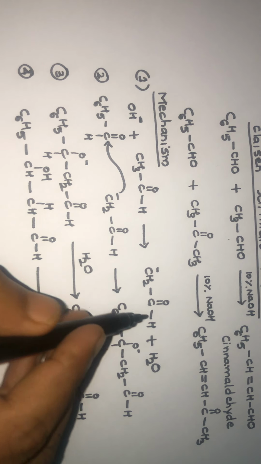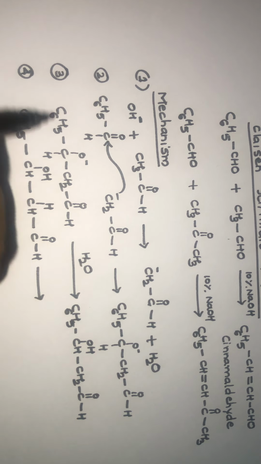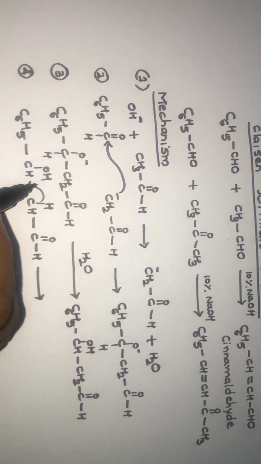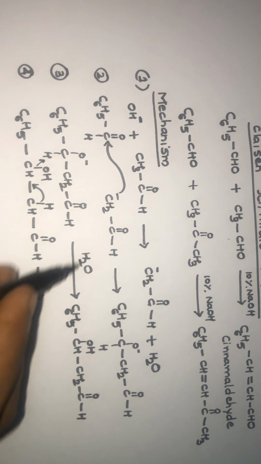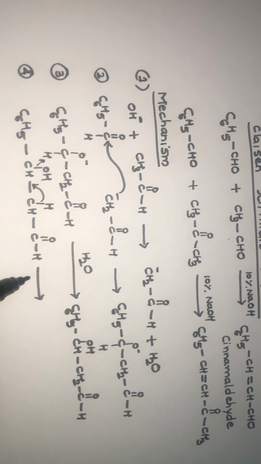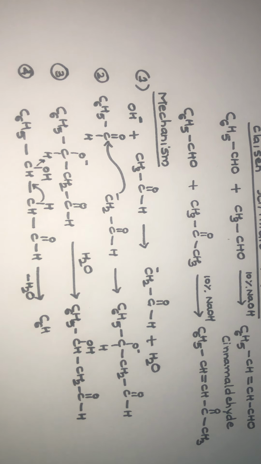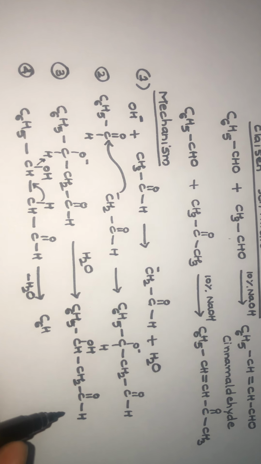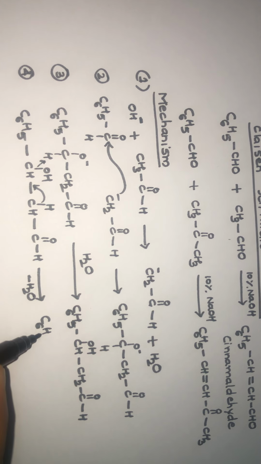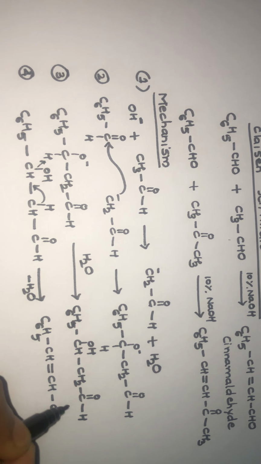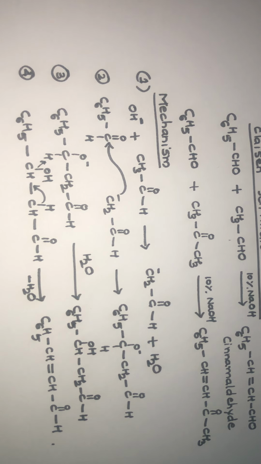Whatever base you have used takes up this proton. The electrons move here and the OH goes off. So there will be loss of water, to give you C6H5CH=CH-C(=O)H. This is what generally happens.